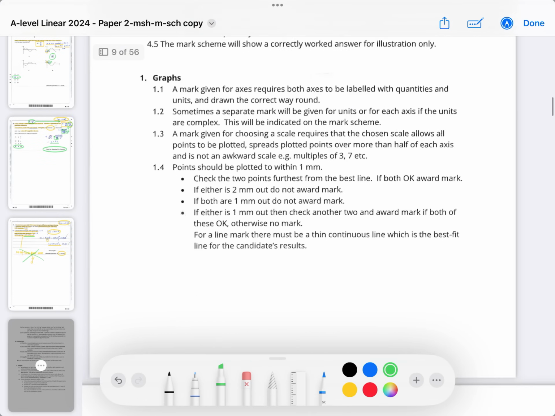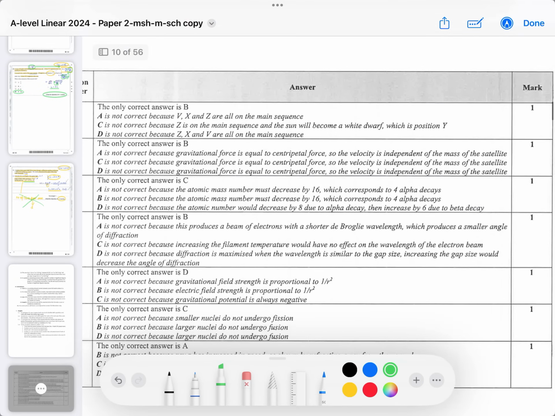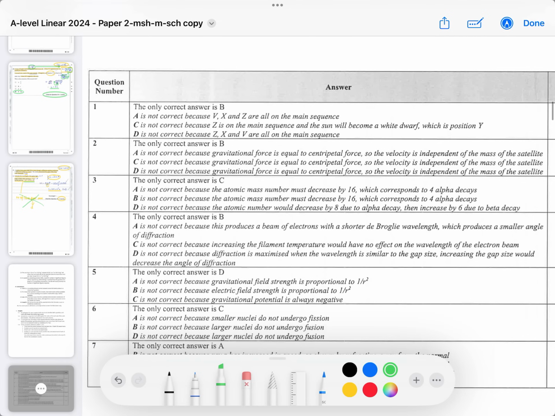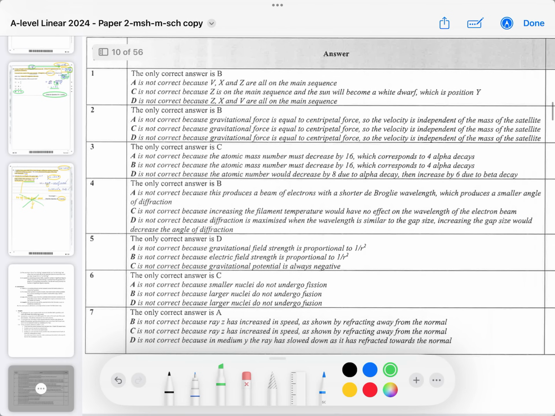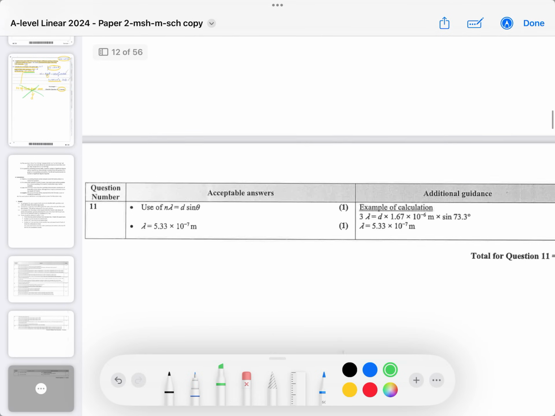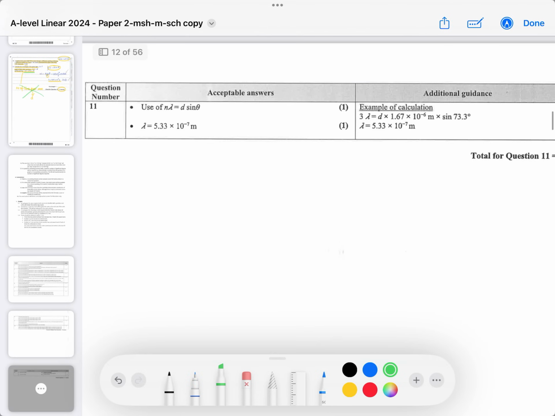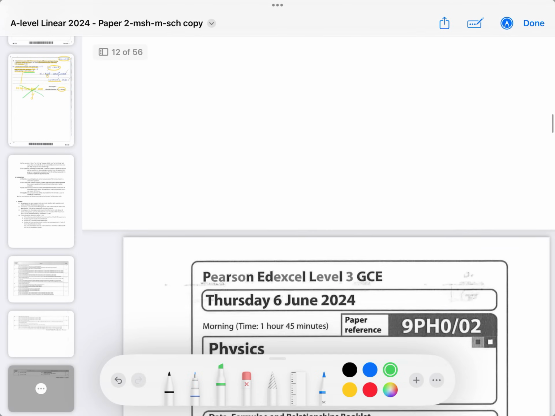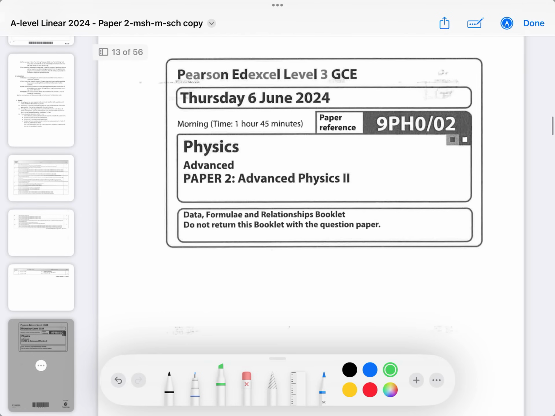All right, so the mark scheme is here. There's the multiple choice. So you can stop the video if you want to look at the mark scheme. And there's 8, 9, and 10. And there's the question we just did. And then these are all the equations.